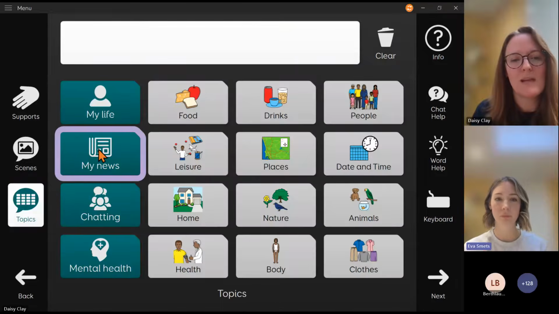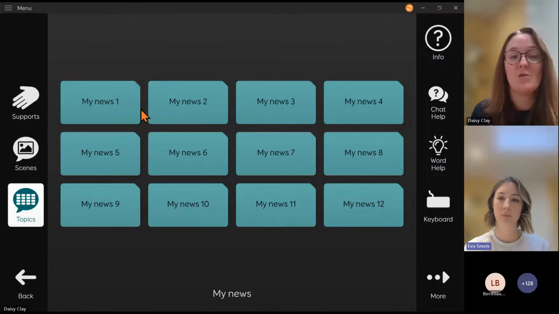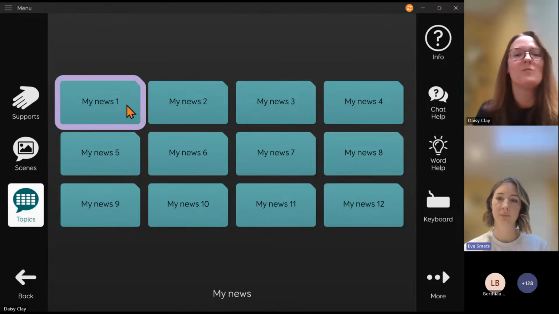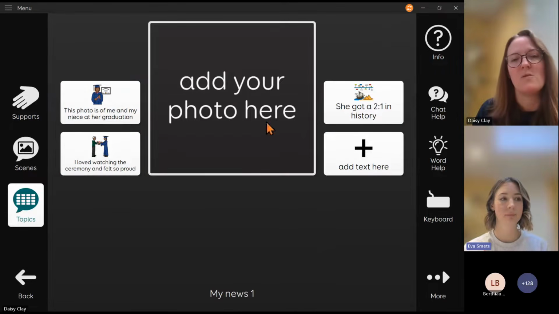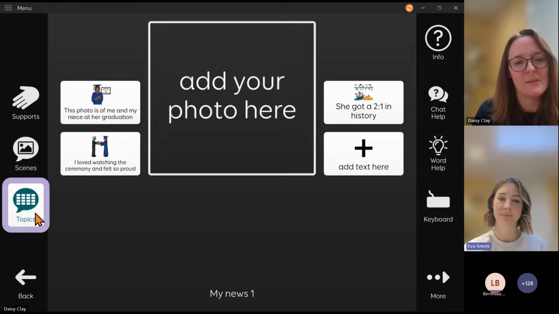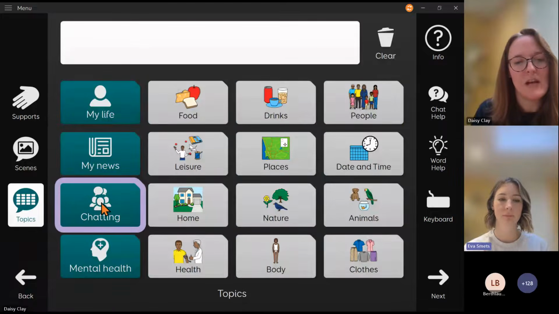So we've also pulled out My News, so there's lots of templates in there that people can use to talk about things that have happened to them recently. My News 1. And we've got an example in here. So we've got a prompt to add your photo and word list cells around the outside. Then we've also got the chatting section.